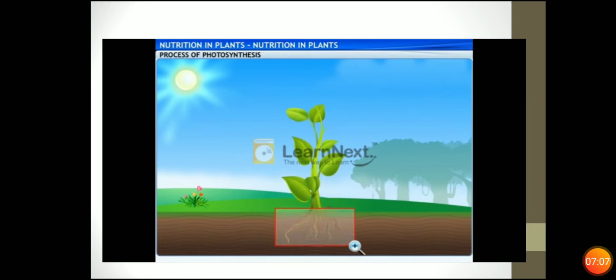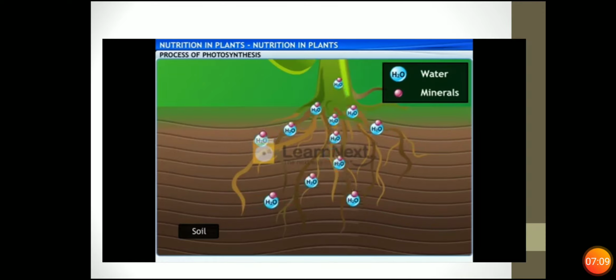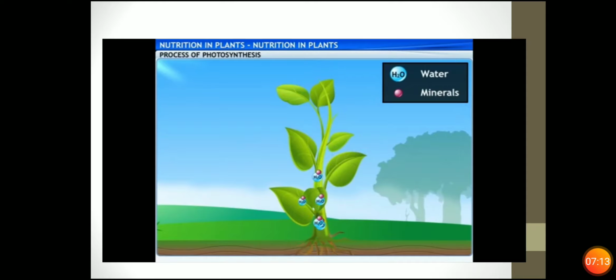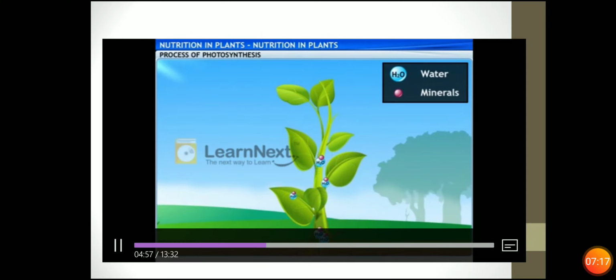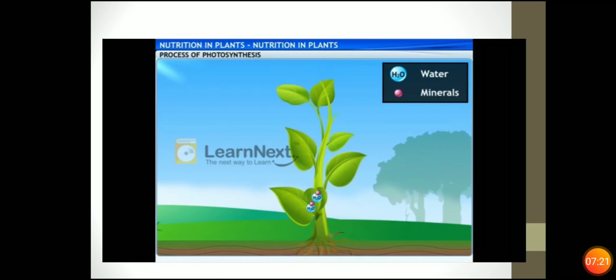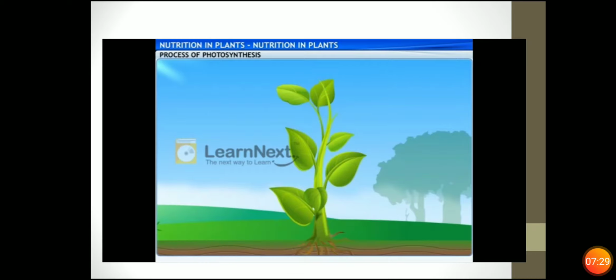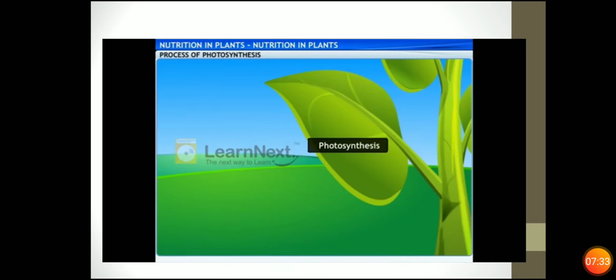The roots help by absorbing water and minerals from the soil. The stem or trunk helps by conducting water and minerals to the leaves. Now the root absorbs the water from the soil and the stem helps in conduction of this water and minerals to the leaves. However, the actual process of photosynthesis takes place in the leaves.